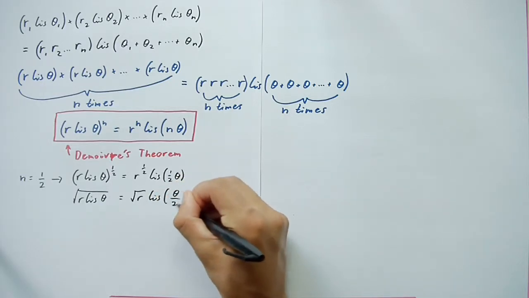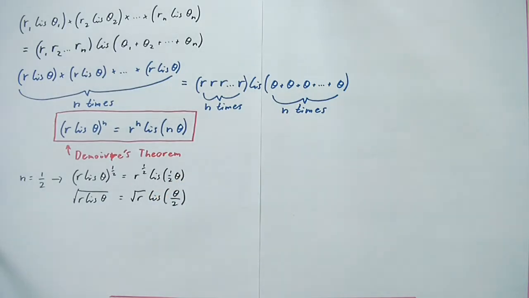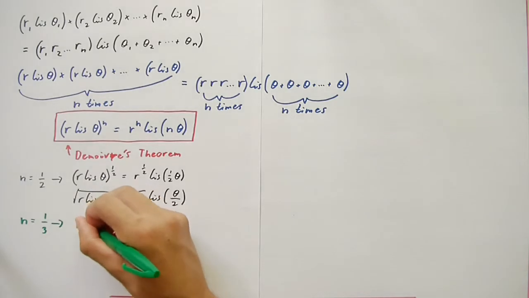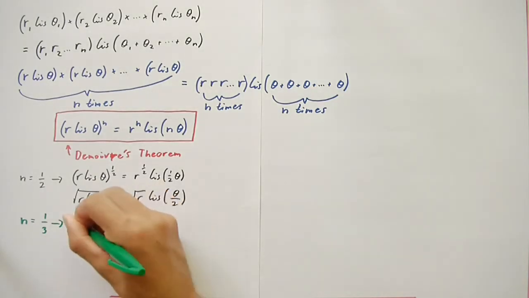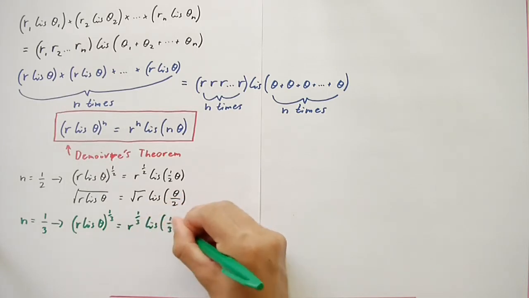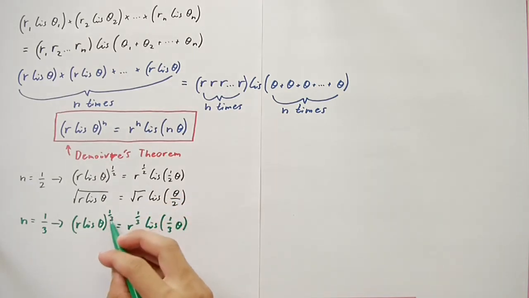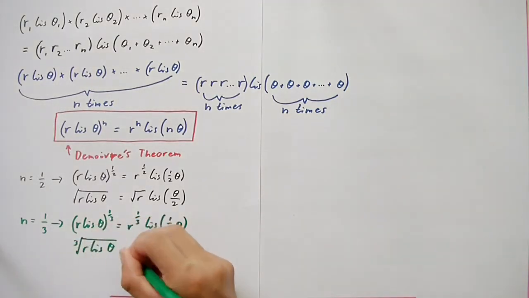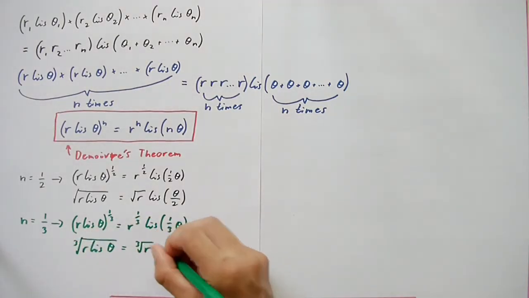So we get the square root of r cis theta is equal to the square root of r times cis of theta on 2. And likewise we can also find the cube root of complex numbers by subbing in n is equal to a third. And that will give us (r cis theta) to the power of 1 over 3 is equal to r to the power of 1 over 3 times cis of a third of theta. But now this is the cube root of r cis theta. So we get the cube root of r cis theta is equal to the cube root of r times cis of theta on 3.